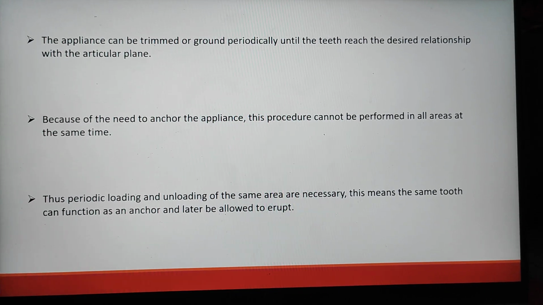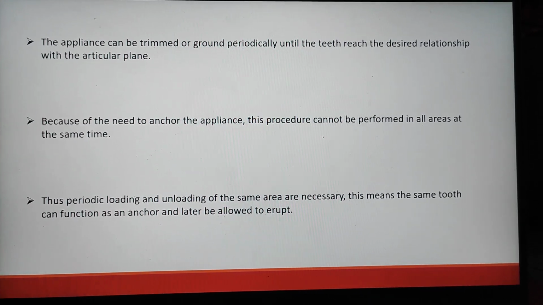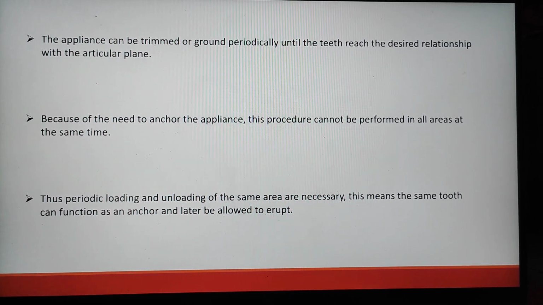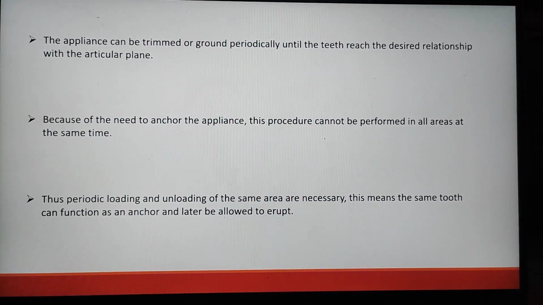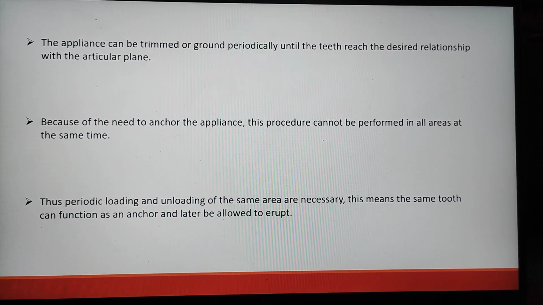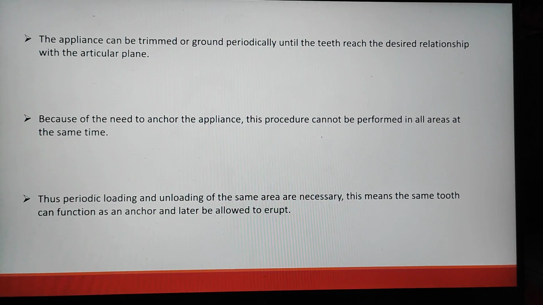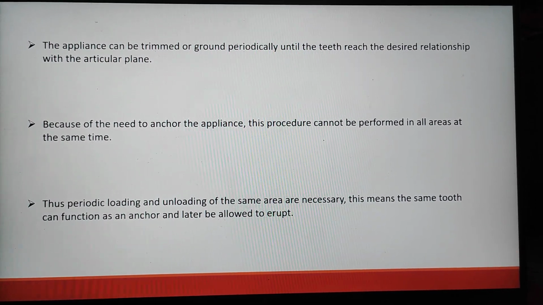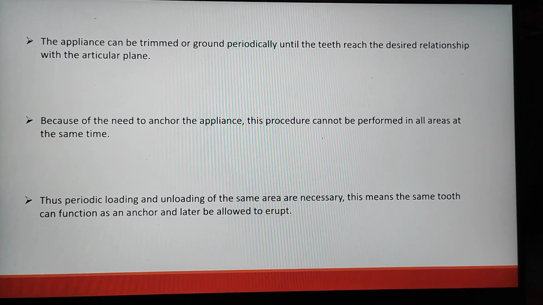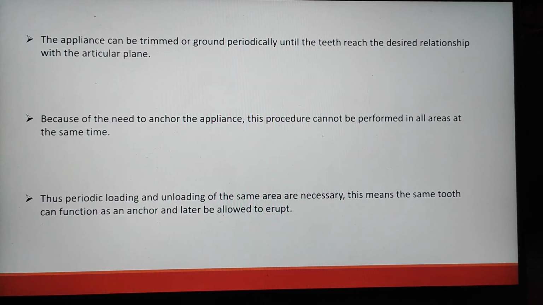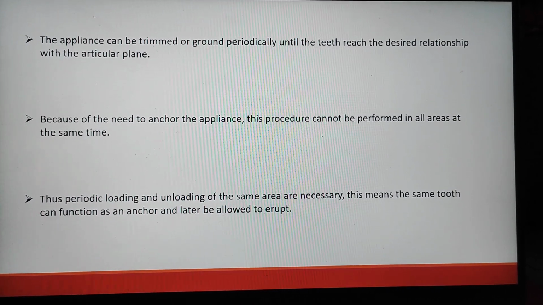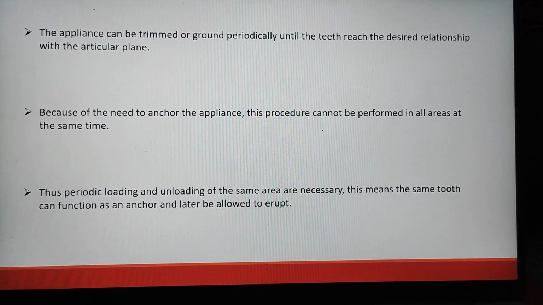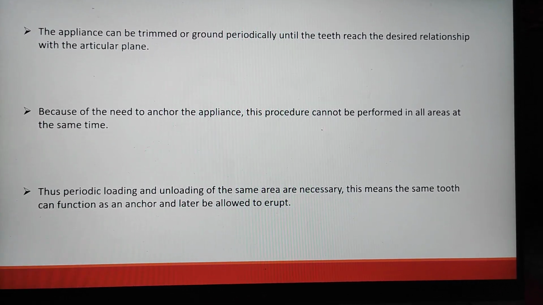The appliance can be trimmed or ground periodically until the teeth reach the desired relationship with the articular plane. Because of the need to anchor the appliance, this procedure cannot be performed in all areas at the same time. Thus, periodic loading and unloading of the same area are necessary. This means the same tooth will function as an anchor first and then will later be reduced to allow for the eruption of the teeth.